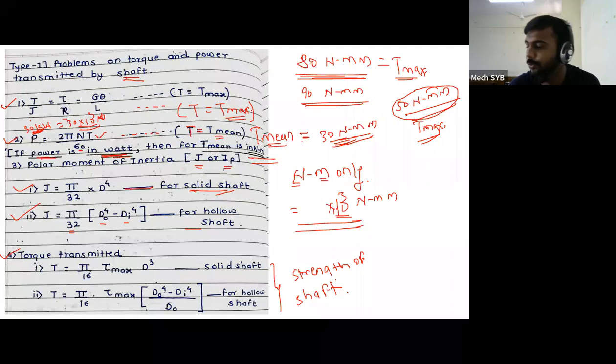So you take down this particular list in your notebook. If you have not taken, below the second formula, write down that sentence. If power is in watt, T min will be in Newton meter only. So you have to multiply by 10 raised to 3 there immediately, and that Newton mm value we have to use for the further calculation.